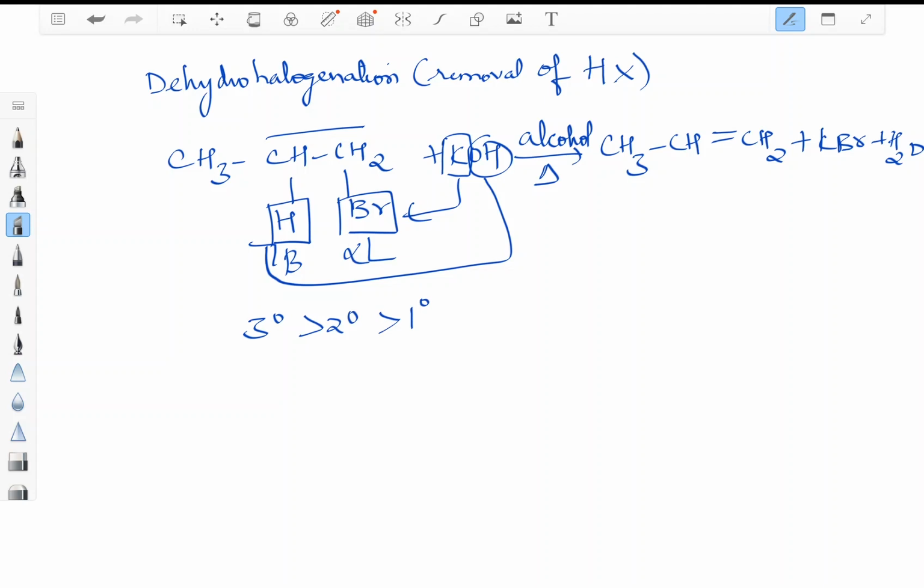Why is this the order in this scenario? We need to remember what is tertiary, what is secondary, and what is primary. We need to understand that first. I'll explain these things in detail when we study alkyl halide as well as alcohol, which is there in your third chapter, I believe. So now we are only focusing on how we are preparing alkenes.